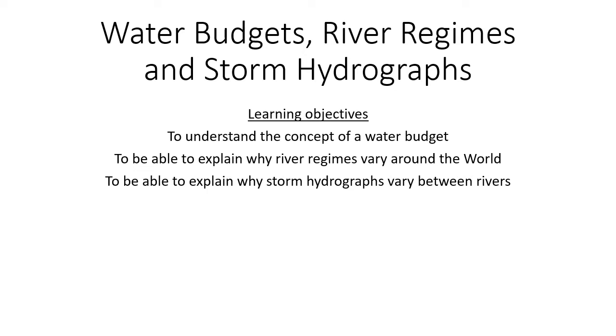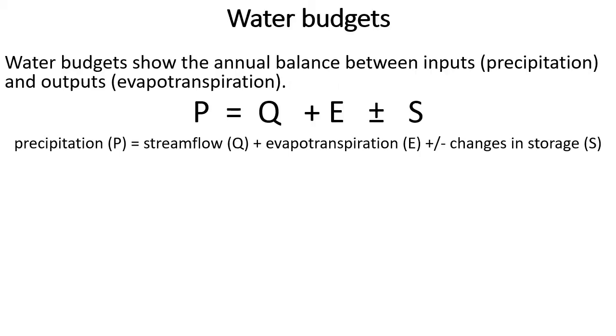And then we're going to look at a particular type of regime, what's called a storm hydrograph, which is something you looked at at GCSE, and we'll look again at reasons why they vary between rivers. So there's quite a bit to get your teeth into. You do need to take your time over this video. You need to stop. Perhaps it might even be worth breaking into those three bits. But let's get started. First of all, let's introduce the concept of a water budget.